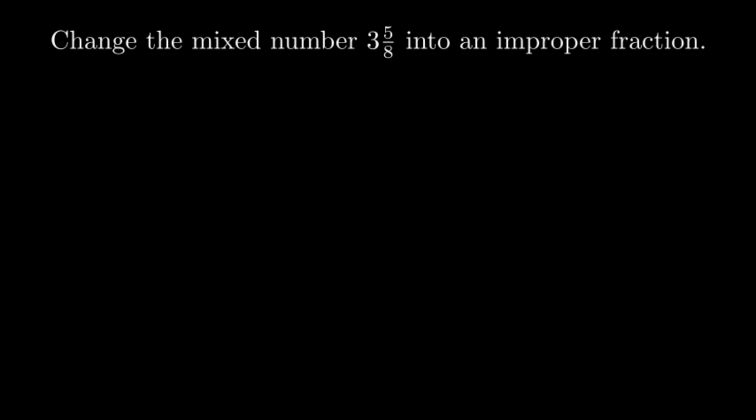Next, we'll focus on converting between mixed numbers and improper fractions. By the end of this scene, you'll be able to switch between these two forms fluently. Let's start by changing the mixed number 3 5/8 into an improper fraction. To do this, we need to figure out how many eighths are in the 3 whole units, and then add the extra 5/8. The process is to multiply the whole number by the denominator, and then add the numerator. This result becomes the new numerator, and the denominator stays the same.